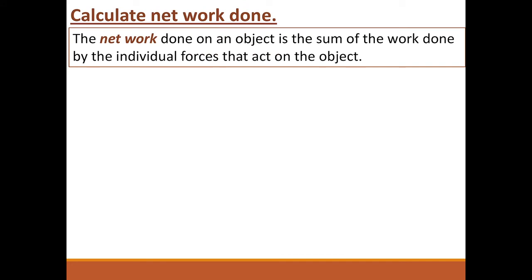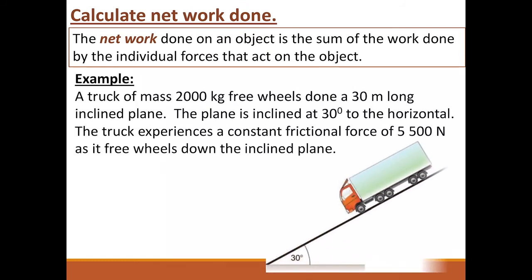When we calculate net work done, the net work is the sum of all the work done by the individual forces on the object. There are two ways we can do this. My preference is the second, but it really is up to you. Best way to do this is an example.